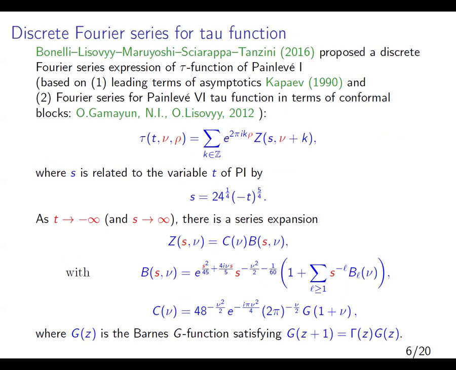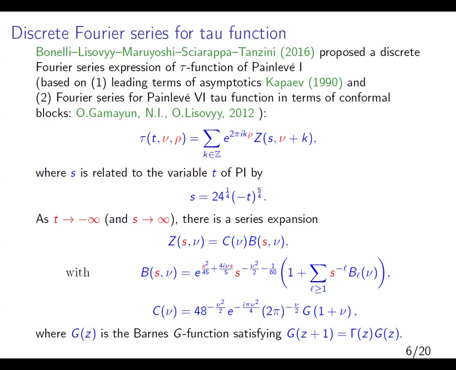10 years ago, a group of authors found that the tau function of the Painlevé I equation can be presented as a Fourier transform of some unknown function. And as I said, we have a second order differential equation depending on two parameters. Initial conditions should depend on two parameters. The generic solution should depend on two parameters. Here they are nu and rho. Rho enters as the Fourier parameter for the Fourier transform, and nu is some other variable.